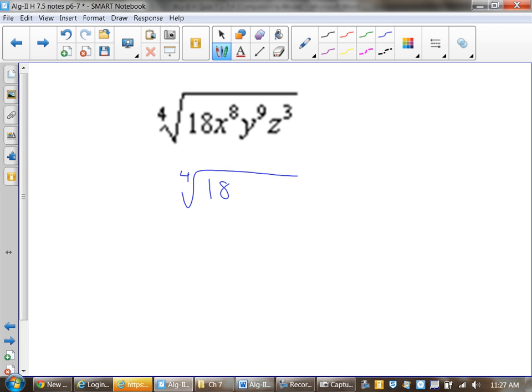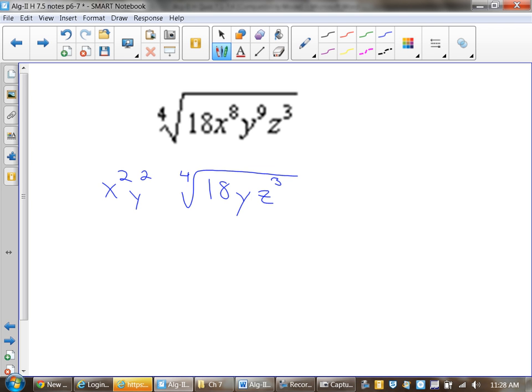How many times does 4 go into 8? Twice. Any left over? No, so I can take out an x squared. How many times does 4 go into 9? Twice. How many are left over? 1. So I can take out 2, leave 1 in. 4 goes into 3 how many times? None. So it all has to stay in. And you're done.